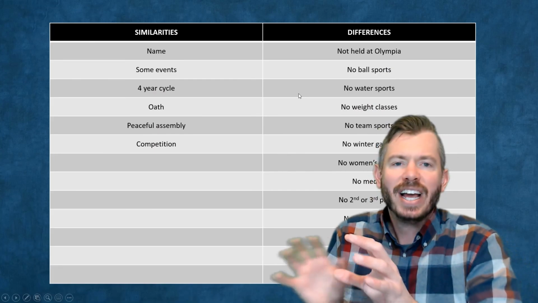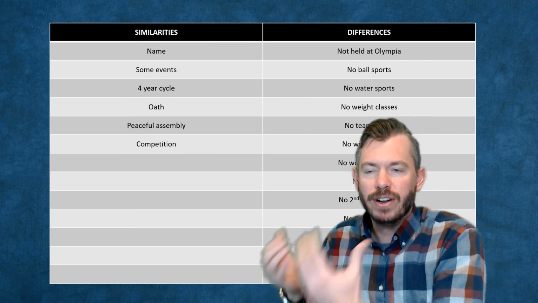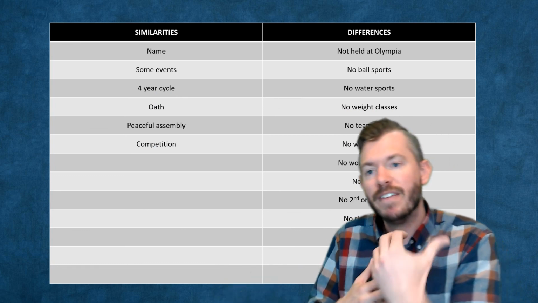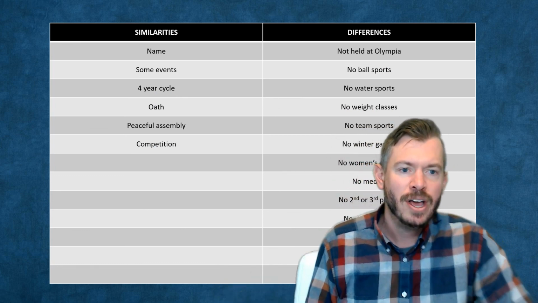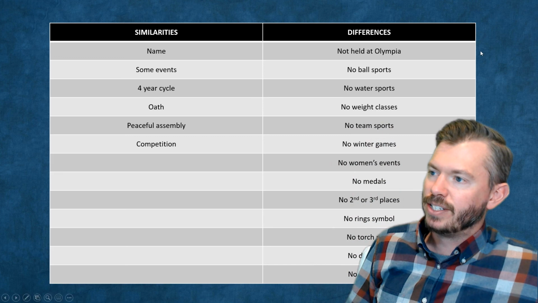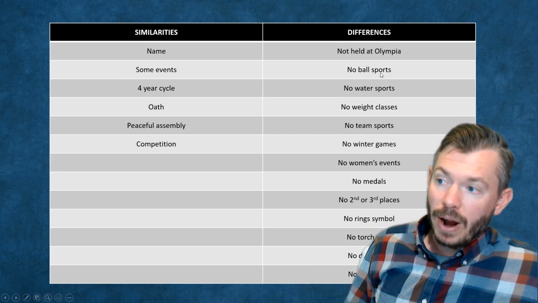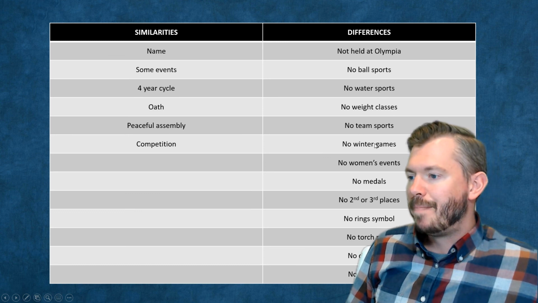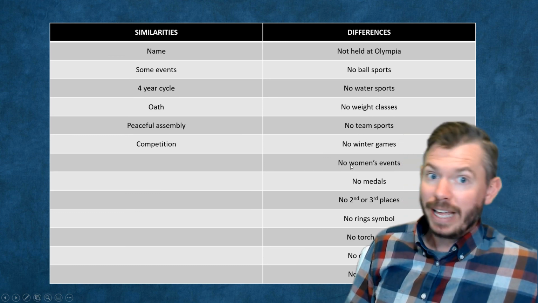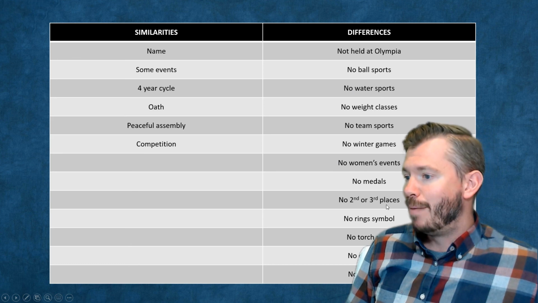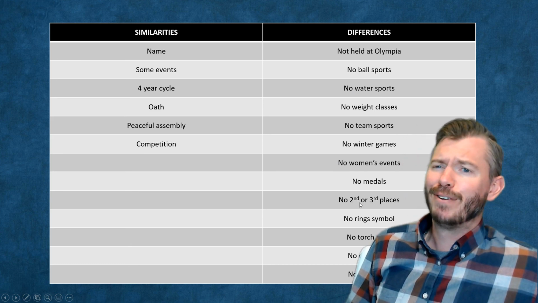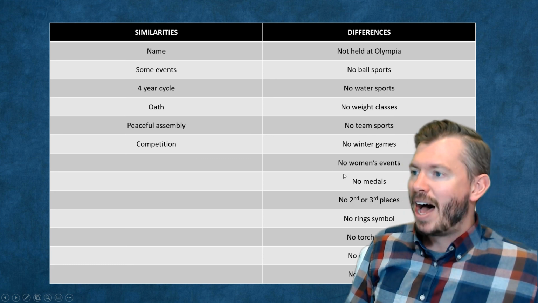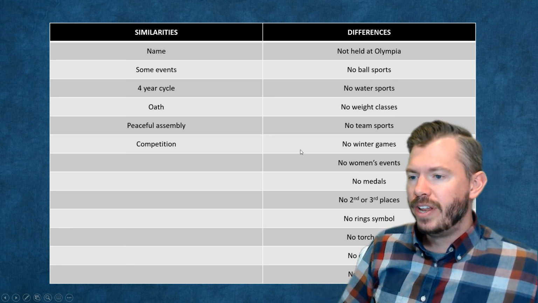So you can see a list of similarities: the four-year cycle, although it's kind of two years now, the oath, the peaceful assembly, some of the events are the same, the idea of competition. But you can see quite a few differences as well between antiquity and now. Where it's held, the lack of ball sports in antiquity, no water sports, no weight classes, women's games weren't a thing. There weren't any second or silver or bronze medals or anything like that. You either won or you lost in antiquity. So quite a few differences as well.